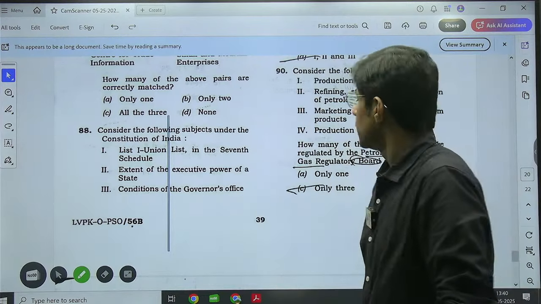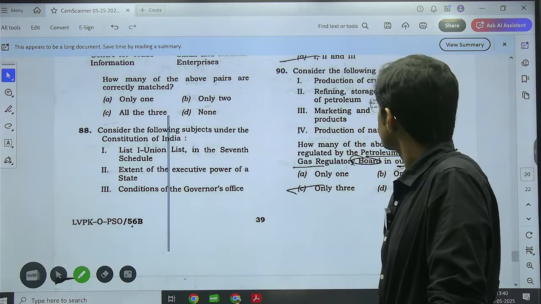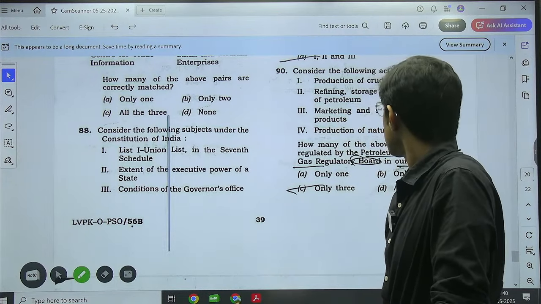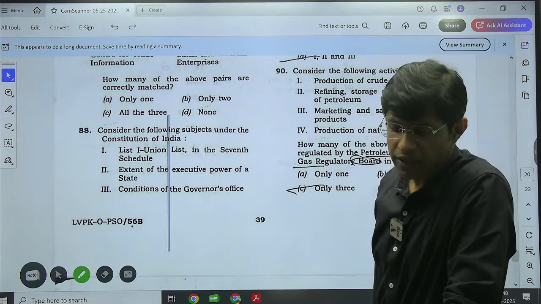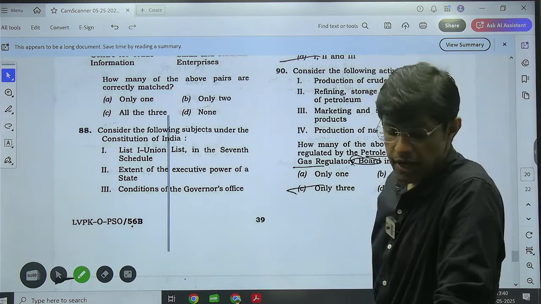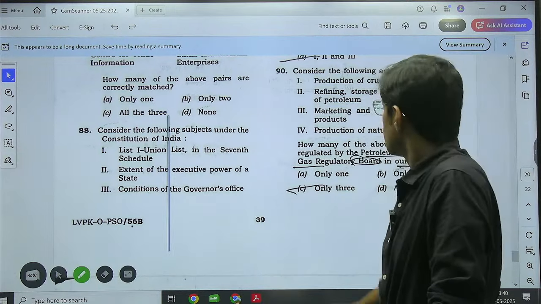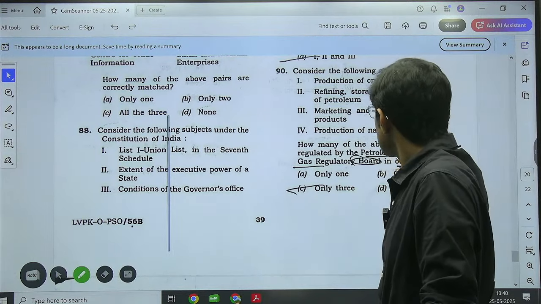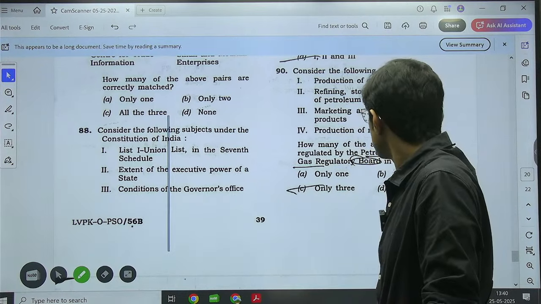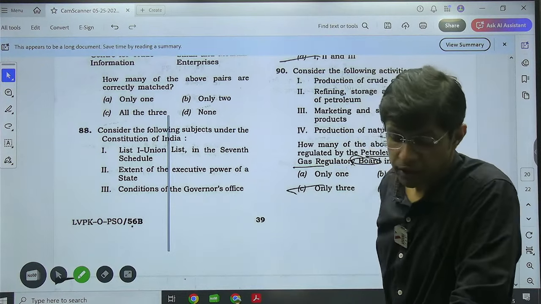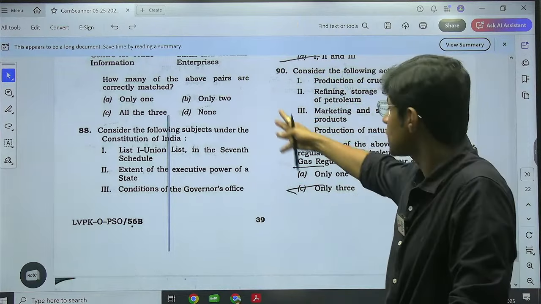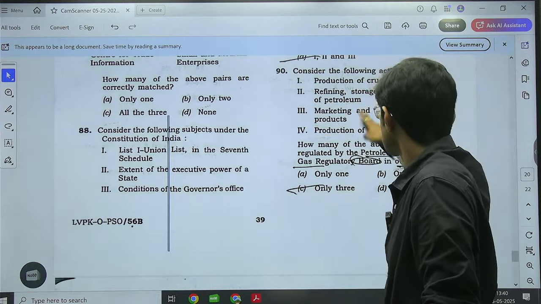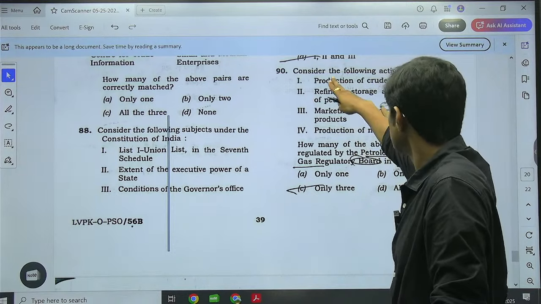Now please see the first statement, production of crude oil is not regulated by the Petroleum and Natural Gas Regulatory Board, right? It is handled by the Ministry of Petroleum and Natural Gas. So please remember that the PNGRB, that is Petroleum and Natural Gas Regulatory Board, does not regulate the upstream activities like exploration and production. So this has got nothing to do with the first statement.